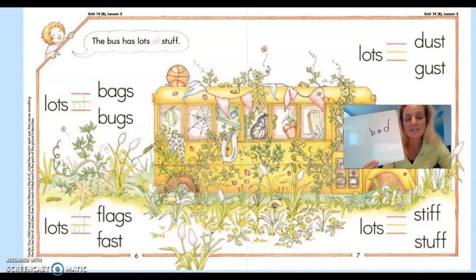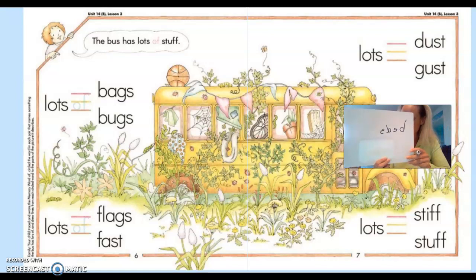Now, I have the word bed here, and I want to know if I have more than one bed. So my kids have two beds in their room. What do I need to do to make this say more than one? Do you know? That's right. I'm going to say the word beds. And to make it more than one, you just add an S to make it beds.